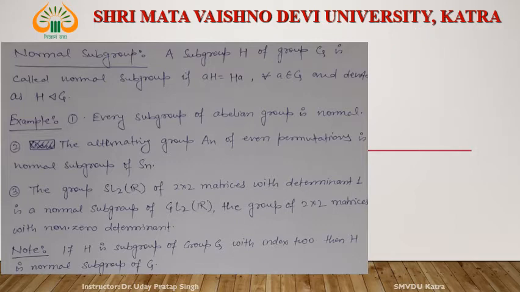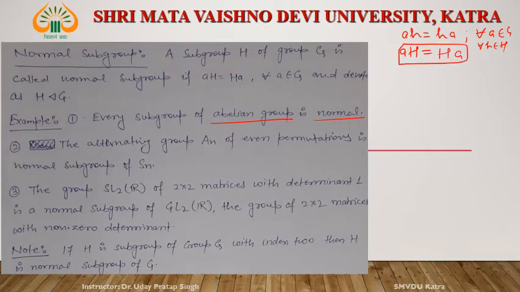Now see the example. If the group is an abelian group, then every subgroup is a normal subgroup. Why? Since if the group is abelian, then aH is equal to Ha for all a belonging to G and for all h belonging to H. If G is abelian, then this condition holds. It means H is a normal subgroup of G.